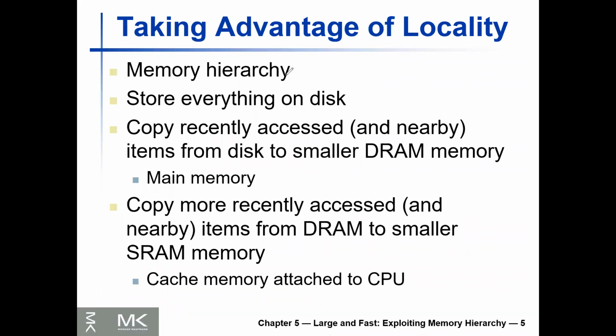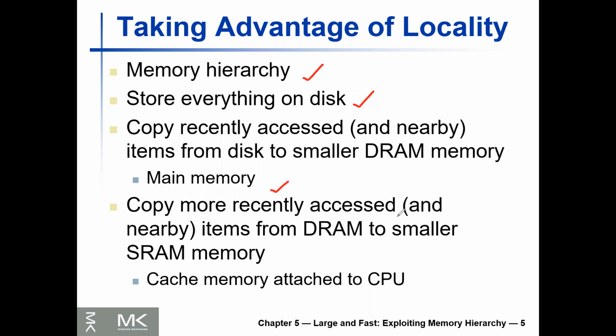Now, taking advantage of the memory hierarchy, we know what a memory hierarchy is; I have already discussed this. Store everything on the disk. We know that a large amount of data is going to be stored on the hard disk. Copy recently accessed and nearby items from disk to the smaller DRAM. That is, those you are accessing recently, you need to copy to the DRAM memory, what we call main memory. From the disk we need to bring it here.